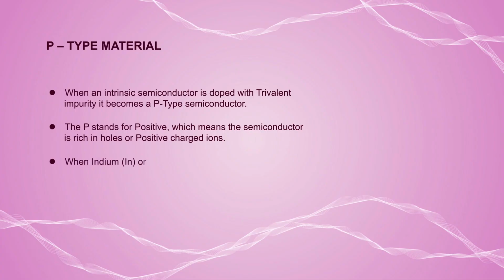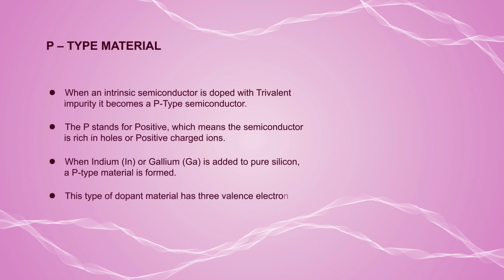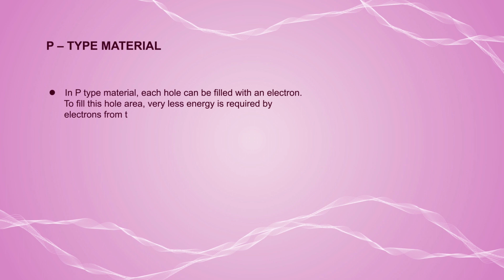So, when indium or gallium is added to pure silicon, a p-type material is formed. Here, indium or gallium are the trivalent elements which are added to pure silicon or pure germanium. This type of dopant material has 3 valence electrons. They are eagerly looking for a 4th electron. In p-type material, each hole can be filled with an electron. To fill this hole, very little energy is required by electrons from the neighboring covalent bonded groups.